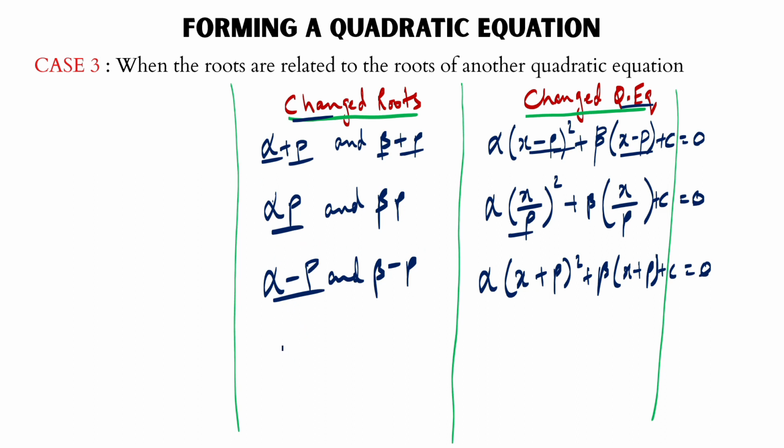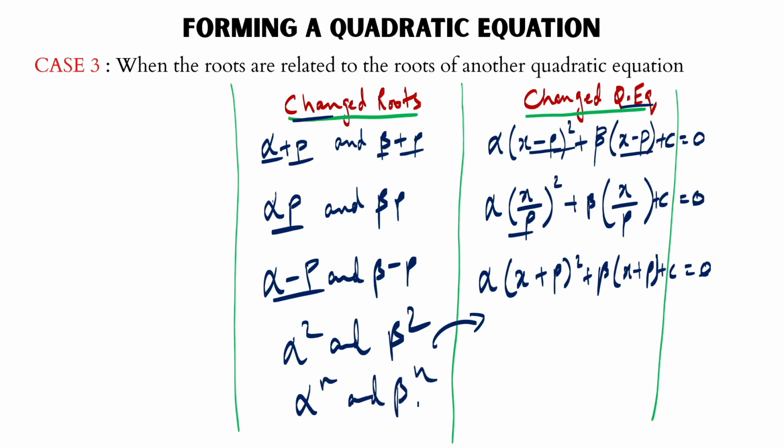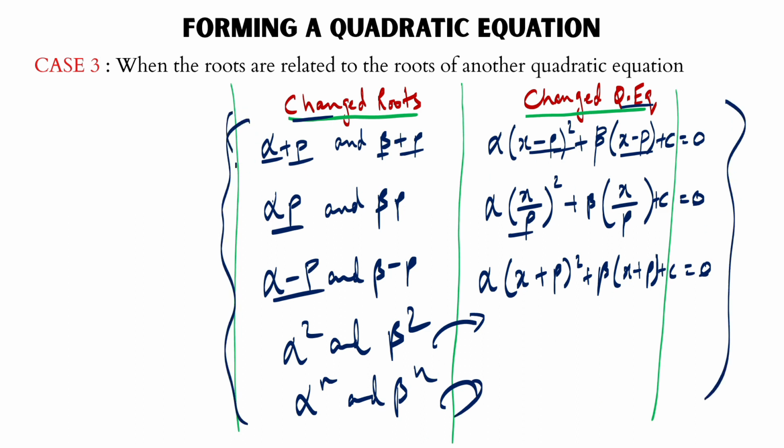And there are other cases as well, like a root becoming square, right? Alpha is becoming alpha square, beta is becoming beta square. Then what will be the change in the quadratic equation? Alpha to the power of n and beta also to the power of n, then what will be the equation? So you shouldn't remember all these things, right? For what change in the roots, what will be the change in the quadratic equation? You shouldn't remember all this.